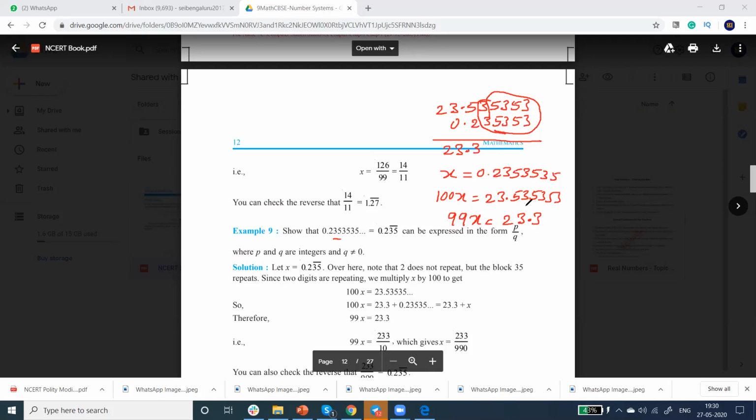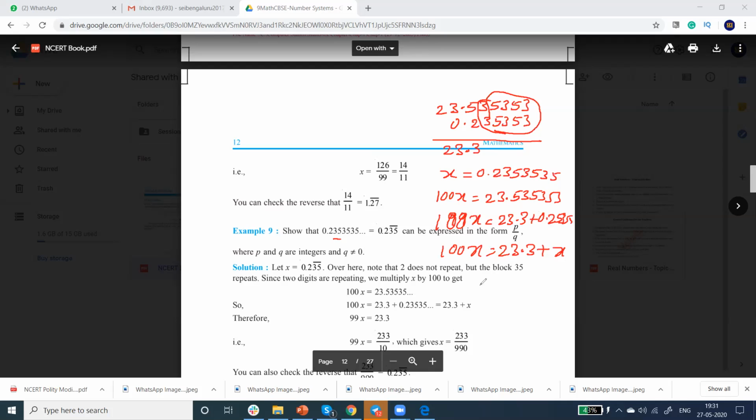Here the logic is, 23.535353, you can do in another way. 23.5353 is 100x, which is 23.3 plus 0.235353, and that is the x value. So 100x is equal to 23.3 plus x.